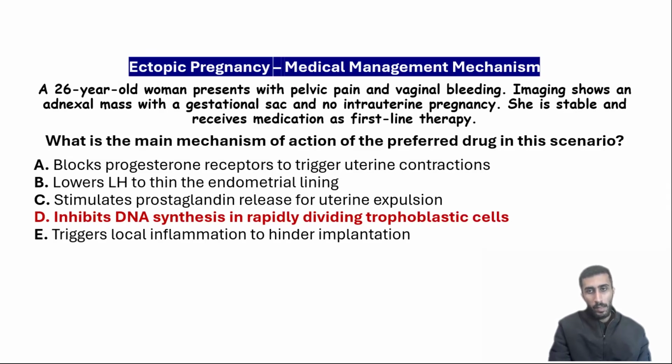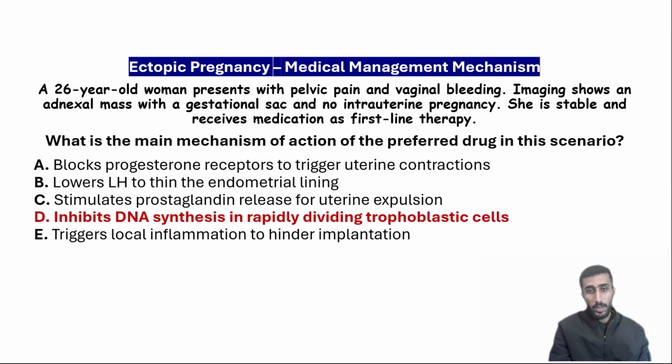For example, which of the following is a risk factor for recurrence of ectopic pregnancy? Prior ectopic pregnancy, the patient having genital infection, and the patient having prior intra-abdominal surgery. This is the first thing you have to know. And let's tackle the wrong choices.